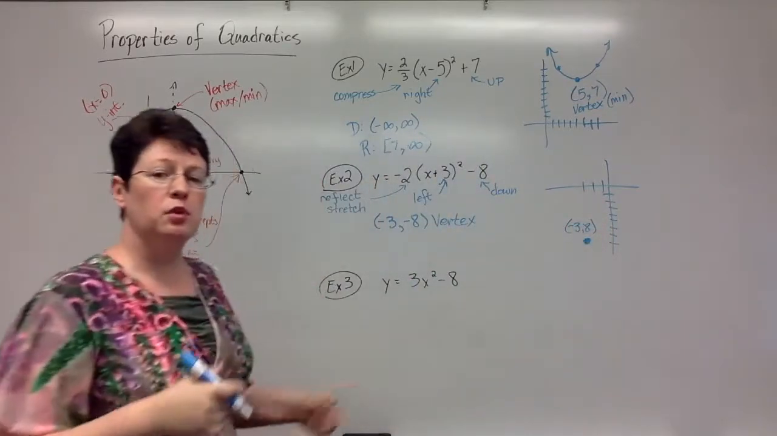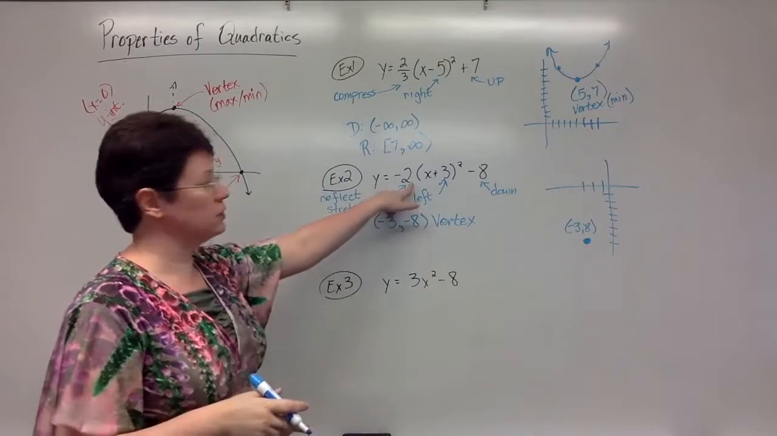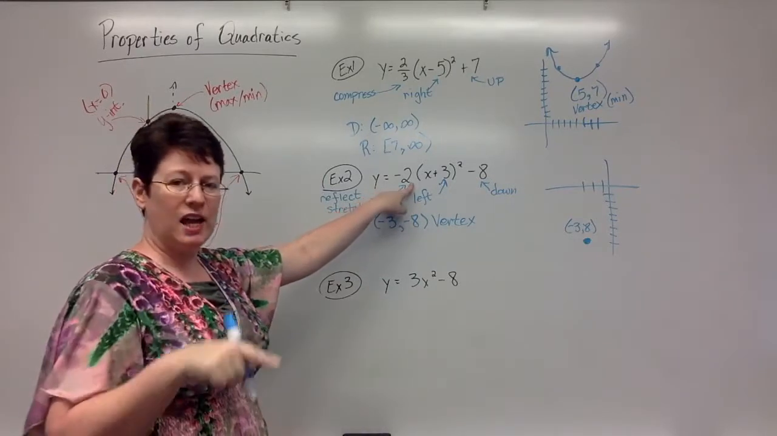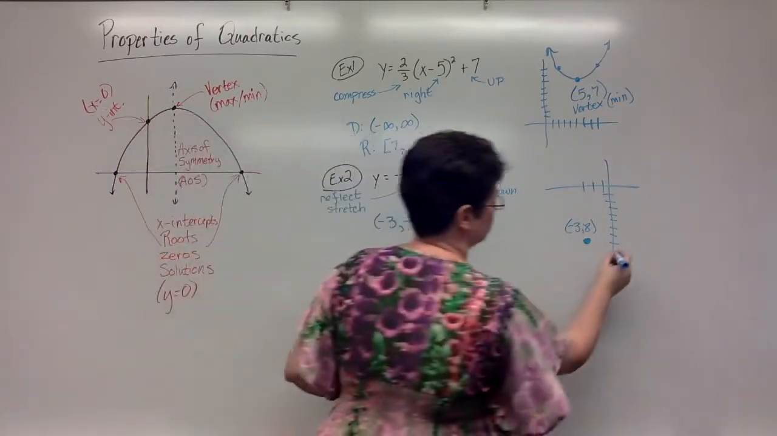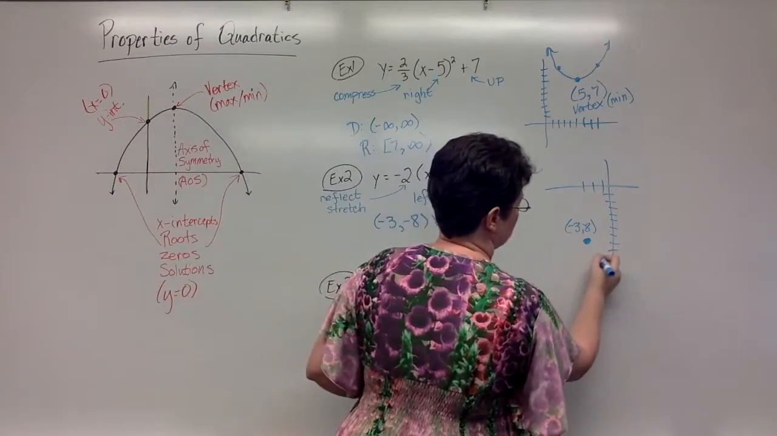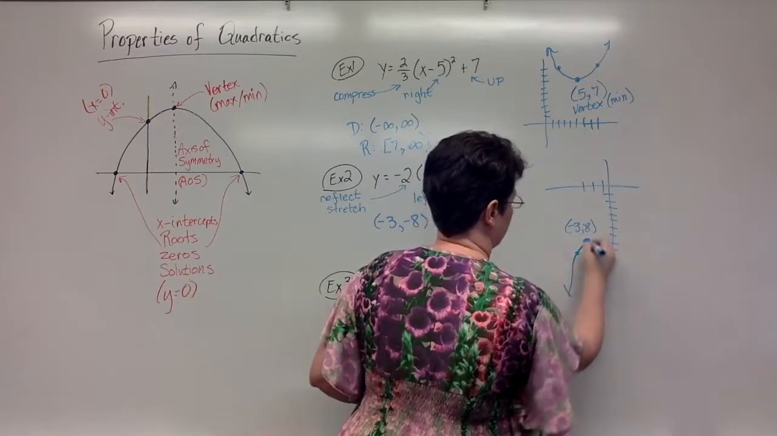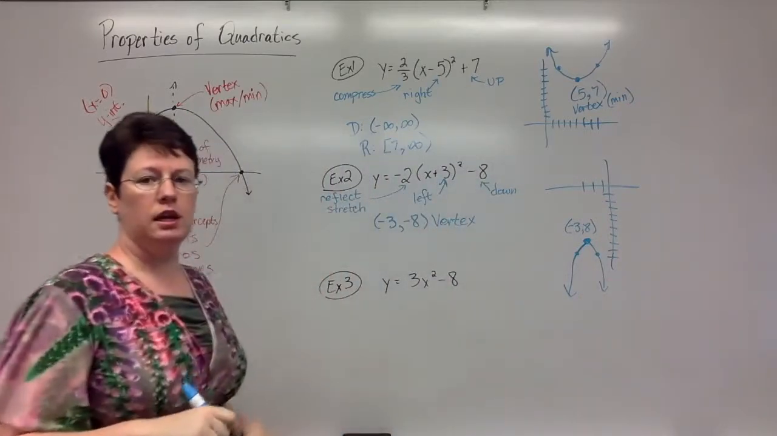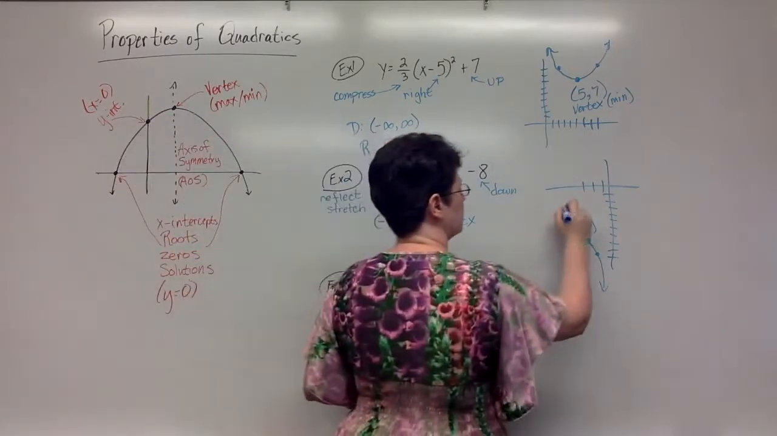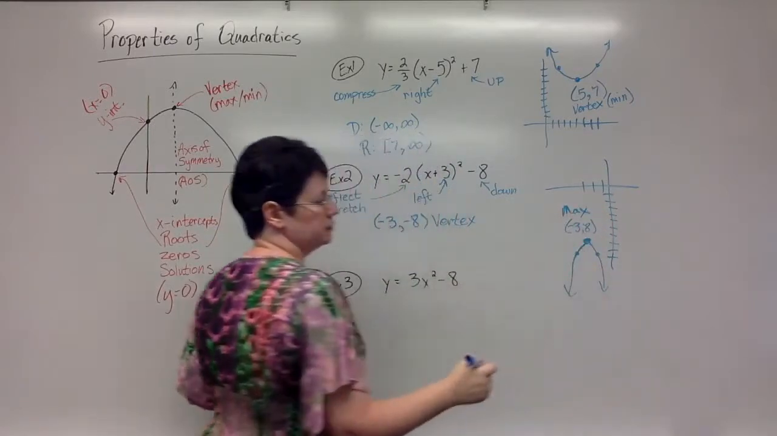Now, is it a maximum or a minimum? Well, let's graph first. We're going to go down 2, out 1. So down 2, out 1. So is that a max or a min? Yeah, this one's a max because it's at the top of the hill.